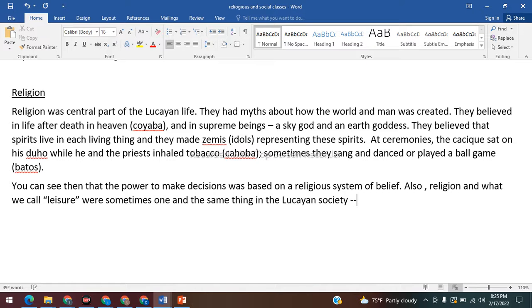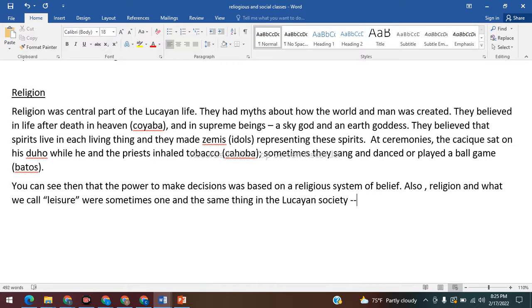So what we mean by leisure? Leisure is the sort of fun things that we do. And religion was mixed because they played ball and they also sang songs and danced. So they was also having fun while they worship their gods.